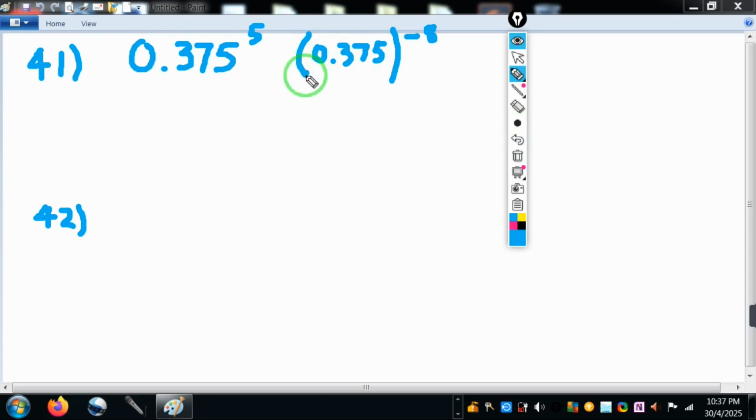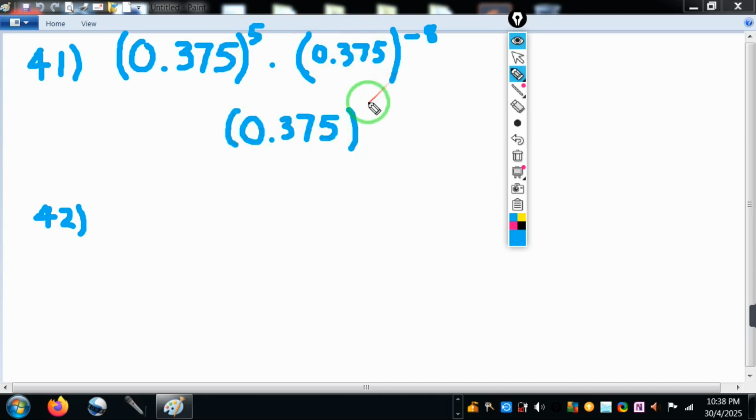Sorry, this bracket is not as big as that. Okay, now there's a dot here. Dot means plus. 5 plus minus 8 is 5 minus 8, which is minus 3. So the answer is 0.375, and then the power is this one, minus 8. No, 5 plus minus 8 is 5 minus 8 is minus 3.